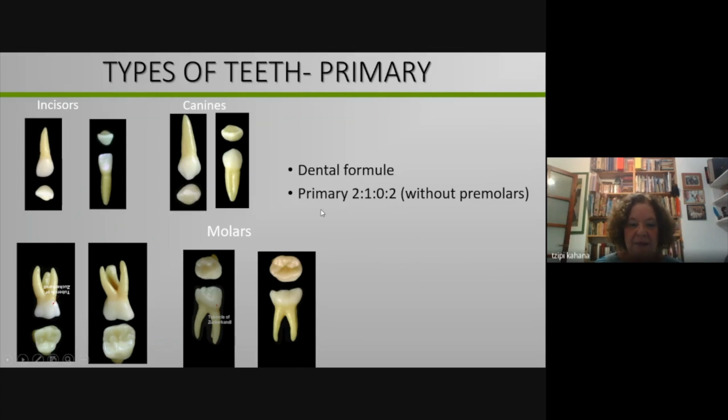Within the primary dentition, on each quarter of the mouth, we have two incisors, one central, one lateral. These are the uppers, and you can see they are wider than the lowers. The lowers are thinner. Then we have one canine. We don't have premolars. We have two molars. Okay, we have upper molars and lower molars. The main characteristic of the primary teeth is that they are very small. Their enamel is very thick, and that's why they are more globular, more rounded.